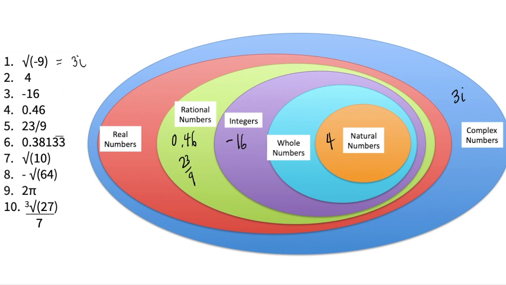0.38133333. So, yung ibig sabihin ng bar na to is umuulit ang 3. 0.38133333 is, ano ulit kapag non-terminating but repeating? Rational number. So, 0.38133 bar.